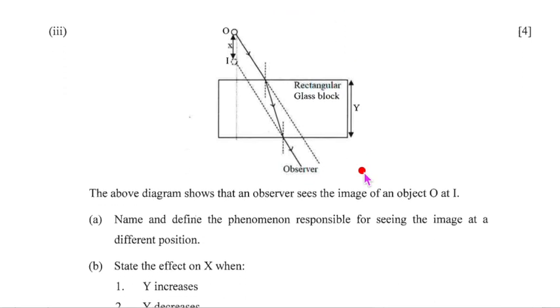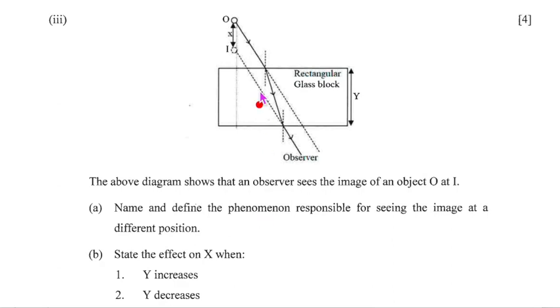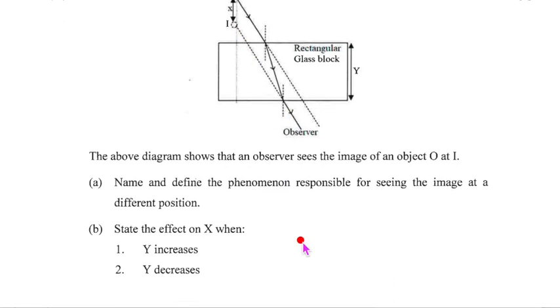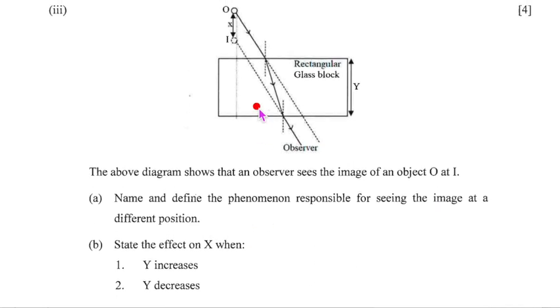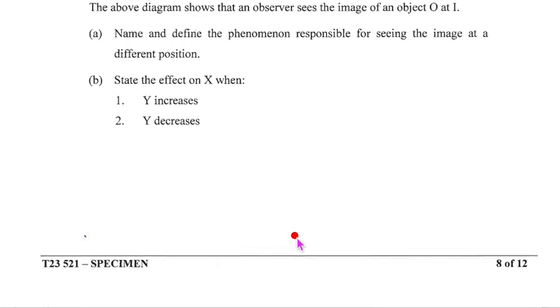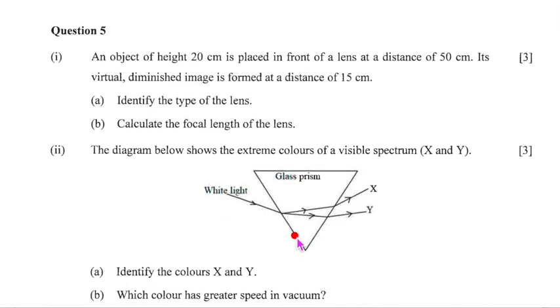This is fine. Look at the third one. This diagram shows the observer seeing the image of object O, which is seen at I. What is the phenomenon? It is refraction. I know the definition. I learned it. Now state the effect on X. X is the size of the image if Y increases. Y is thickness. Now thickness and the shift, how are they? Directly proportional. So this also is doable. Fine. So question 4 is doable.